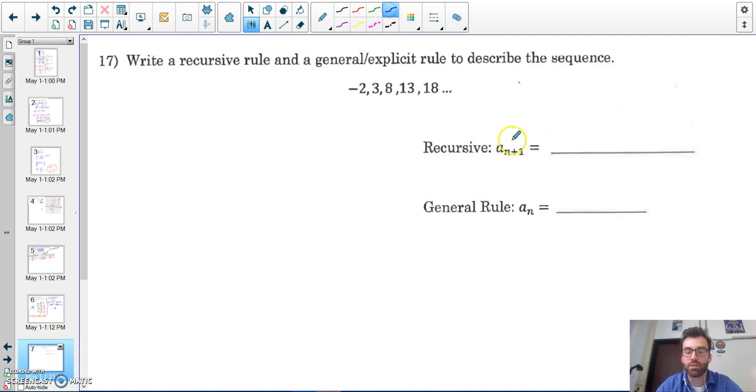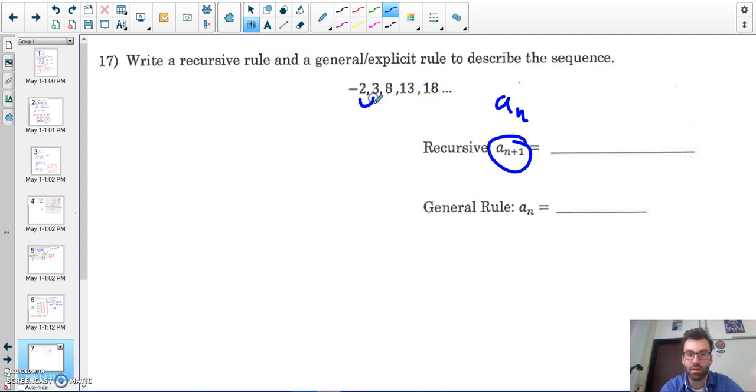All right, so recursive. Our recursive, remember, means that I'm going to use the previous term to help me find my next term. So I'm going to use a sub n to help me find a sub n plus 1. So I want to recognize, is there a pattern? Is there some sort of common difference?